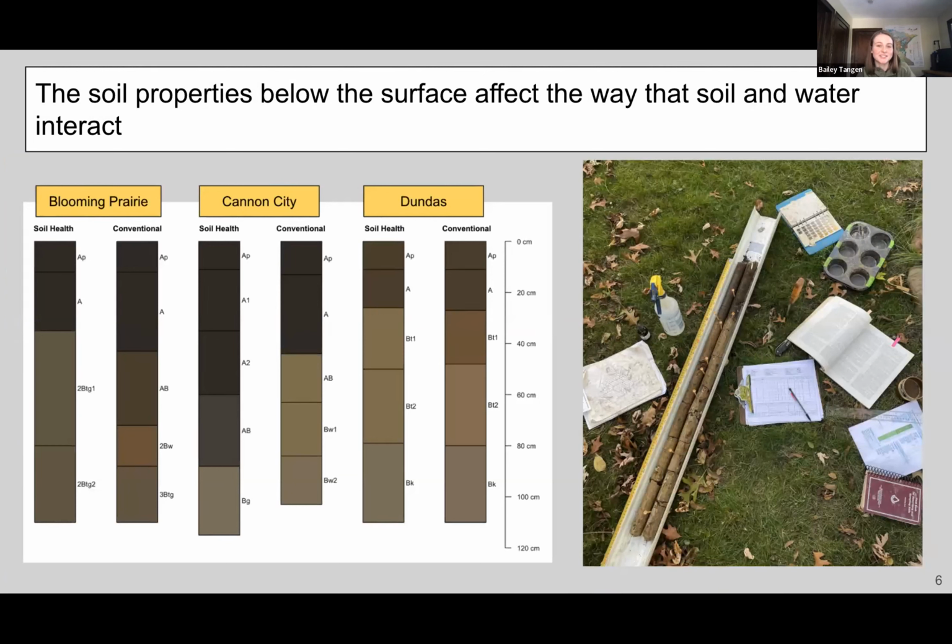I also get to characterize the soil at the sites. So after harvest, we got out the Giddings probe and we took some soil cores. And I had the soil judging team assist me with characterizing these soils. And that was a lot of fun. I never got to do soil judging, so it was a cool alternative.